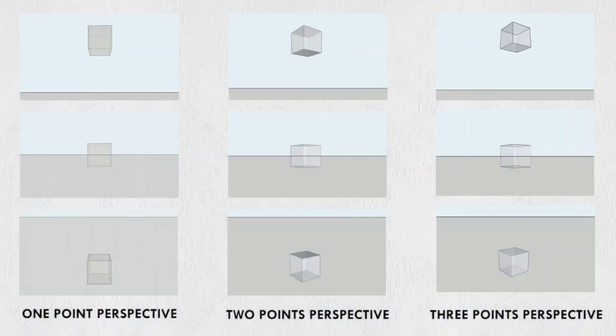I think they do well to show how the resulting image changes by changing the level of the horizon line and the position of the vanishing points. So now let's take a look at all of these cubes on screen here and observe the differences. You'll notice that 1 point perspective only includes 1 vanishing point and 1 set of lines are converging. 2 points perspective has 2 vanishing points and 2 sets of lines are converging. 3 points perspective has 3 vanishing points and 3 sets of lines are converging.